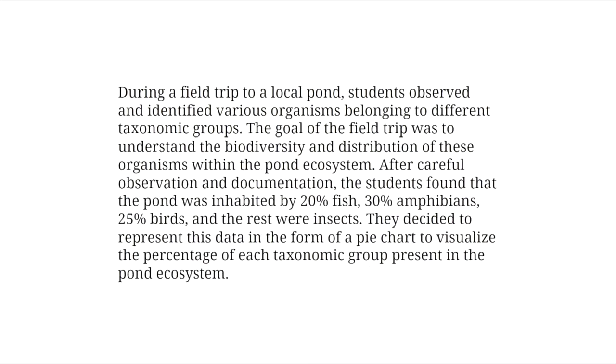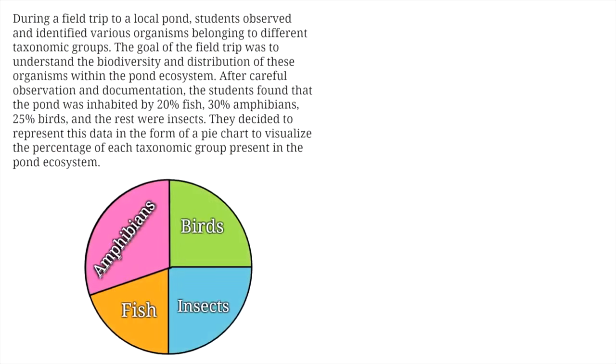During a field trip to a local pond, students observed and identified various organisms belonging to different taxonomic groups. The goal of the field trip was to understand the biodiversity and distribution of these organisms within the pond ecosystem. After careful observation and documentation, the students found that the pond was inhabited by 20% fish, 30% amphibians, 25% birds, and the rest were insects. They decided to represent this data in the form of a pie chart to visualize the percentage of each taxonomic group present in the pond ecosystem. Based on this information, answer the following questions.